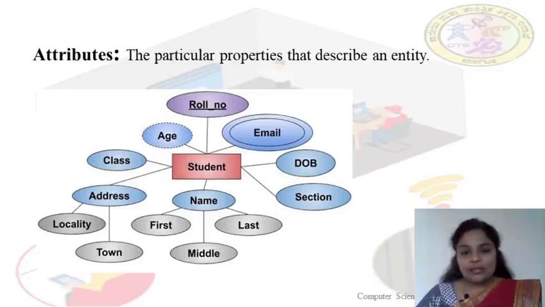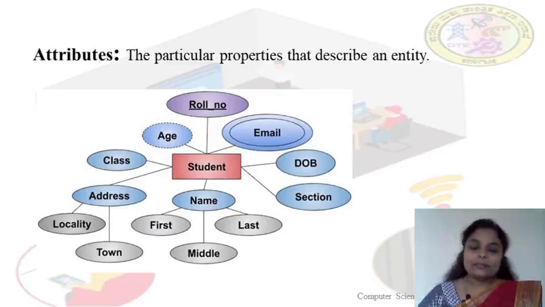Next, email, date of birth, section, name. Under name we have first name, middle name, last name. Again, address, this locality, that is local, and the name of the town. Next is the class, and finally we have age. See, these are the set of properties or features that is going to describe a particular student.